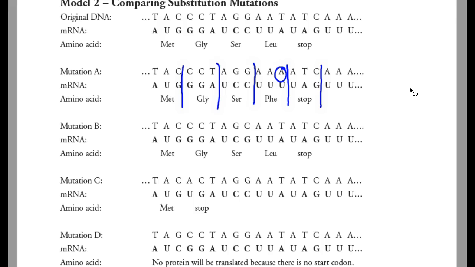Okay. So Natasha has correctly identified that it's a substitution of this nitrogenous base. Next, mutation B. So go find where the mutation is. Mutation C.